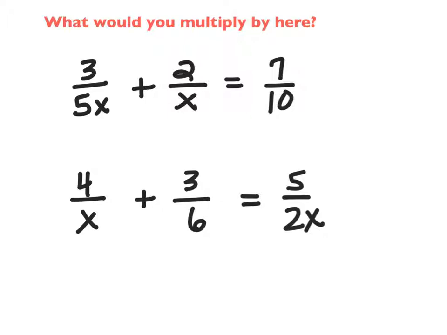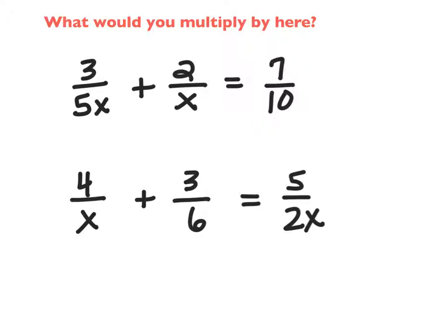Okay, if we take a look at some other problems with fractions, I want you to think about, well, what would you multiply these fractions by to cancel out the denominators or to get rid of the fractions using fraction busting? So go ahead and look at both of them and see what do you think we should multiply by here?